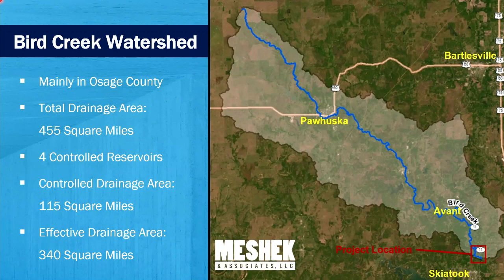This is the Bird Creek watershed, jumping into hydrology now. Mainly located in Osage County of Oklahoma in the Northeast. We've got a total of 455 square miles of drainage area. There are four controlling reservoir structures in this watershed, leaving us with an effective drainage area of roughly 340 square miles.